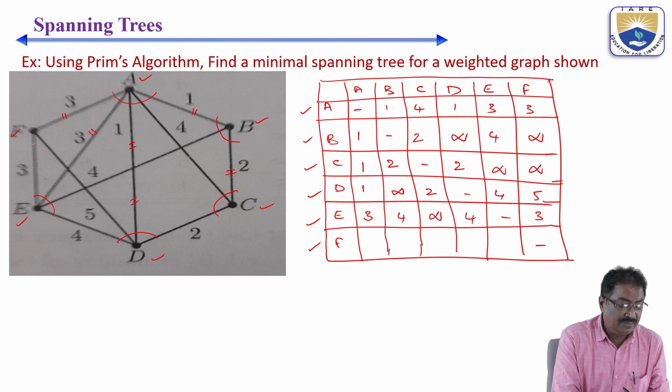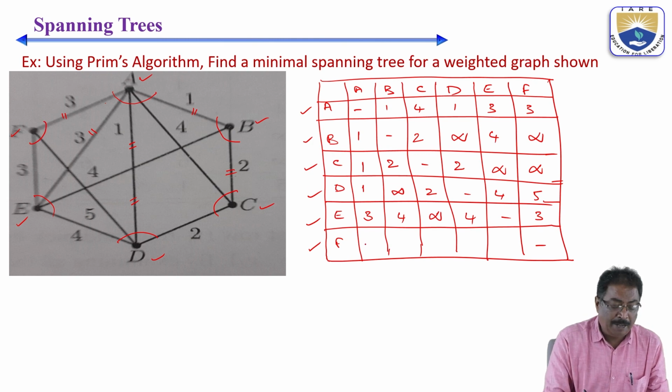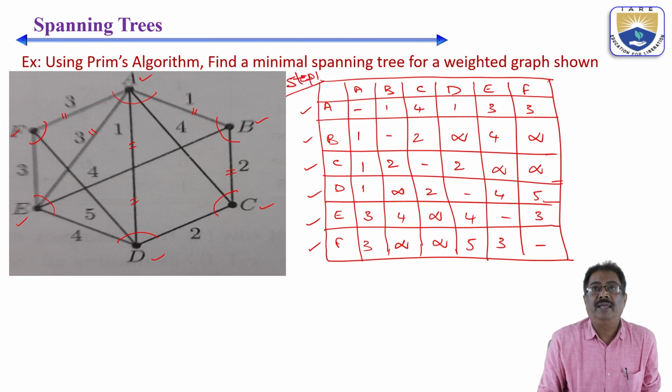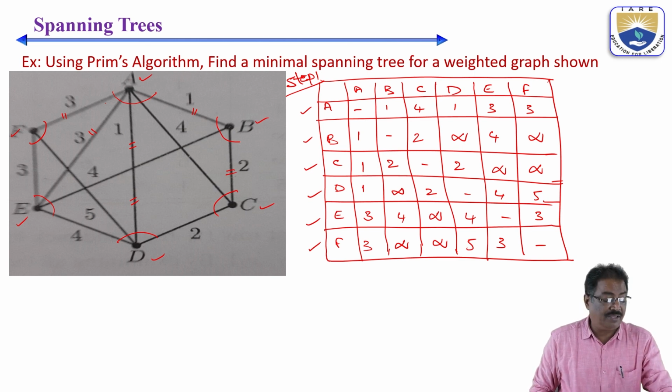And from F, there are only 3: F to A is 3, F to D is 5, and F to E is 3. The remaining are unreachable. So this is step 1. Step 1 is just constructing a weighted table, which has the number of rows and number of columns equal to the number of vertices the graph is having.